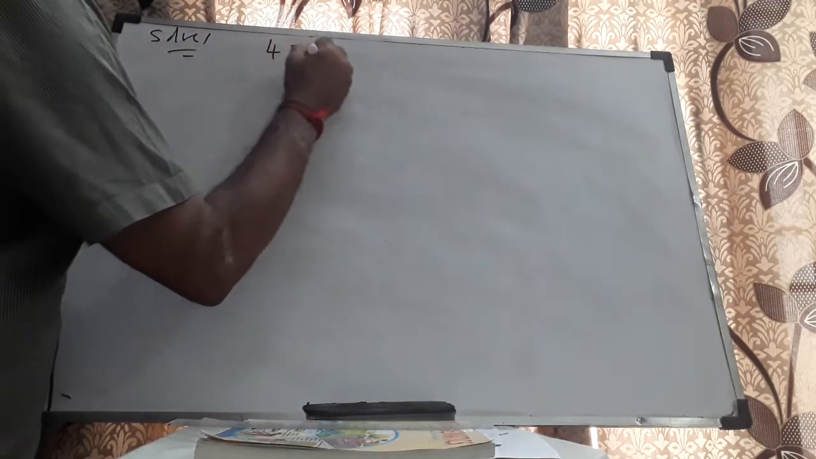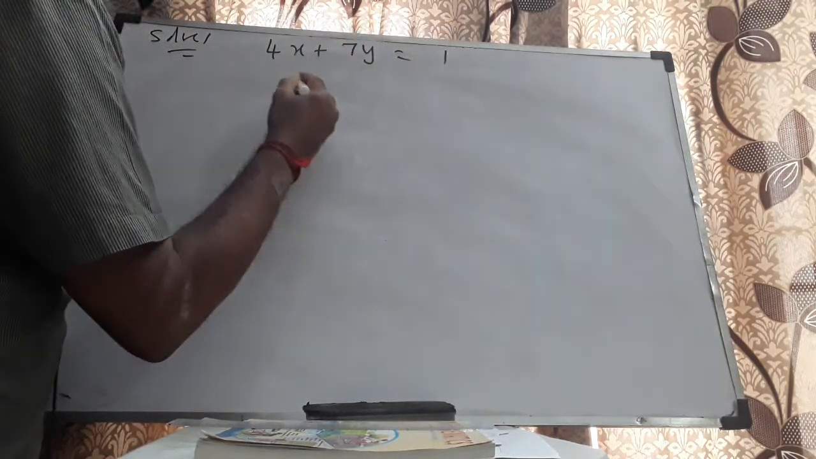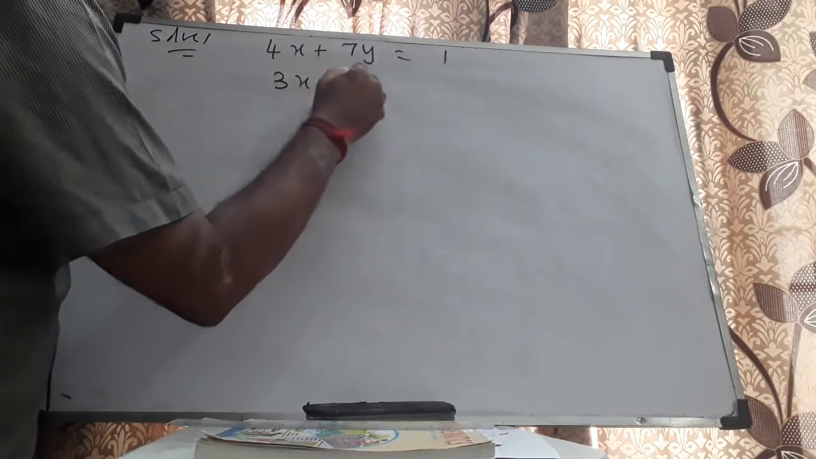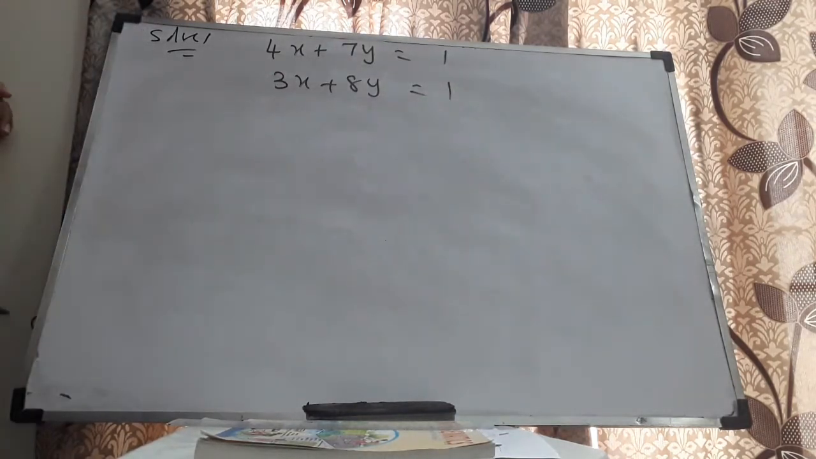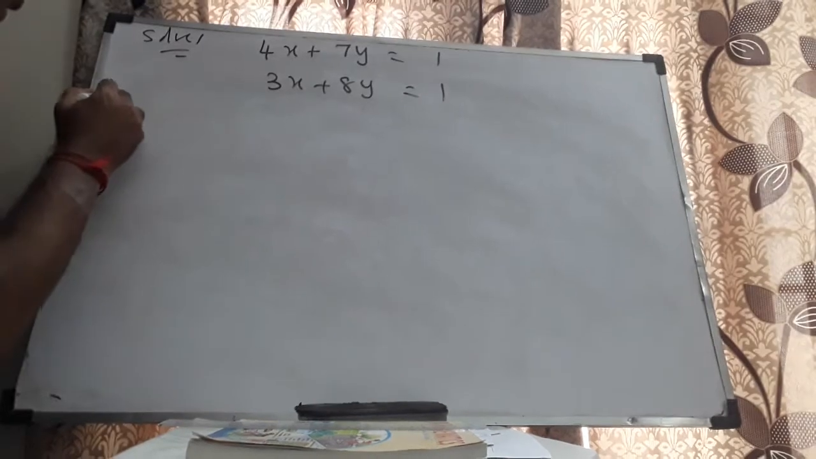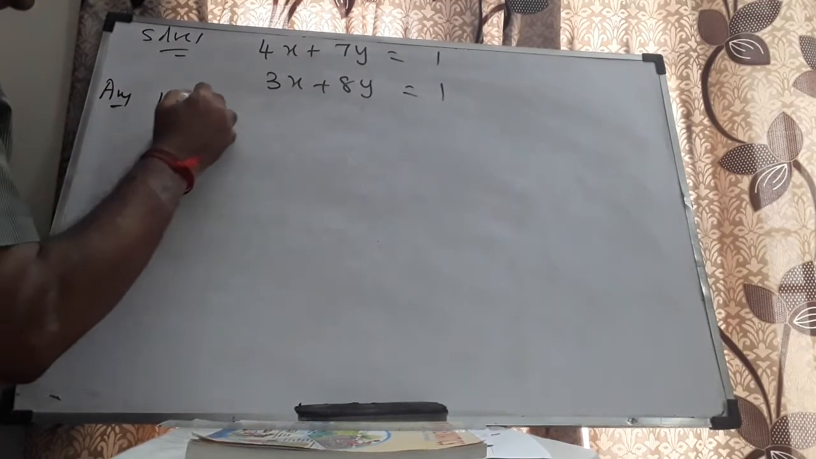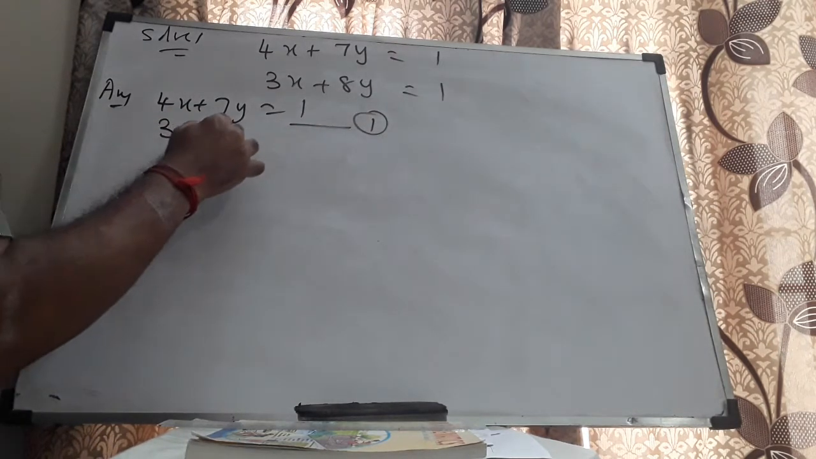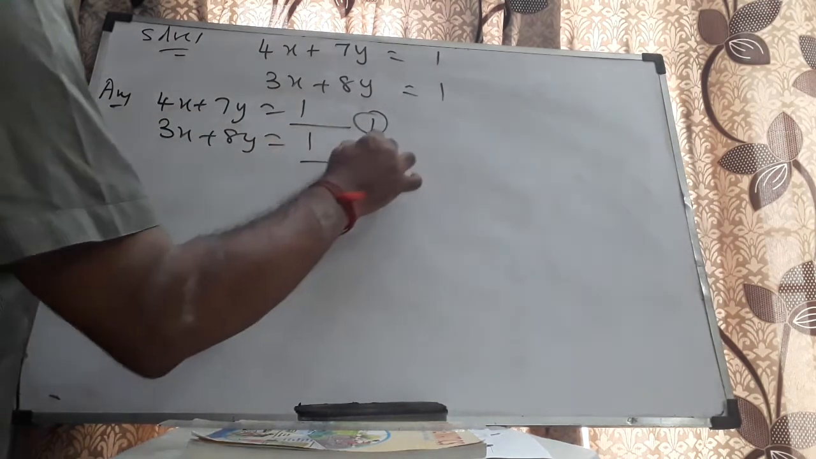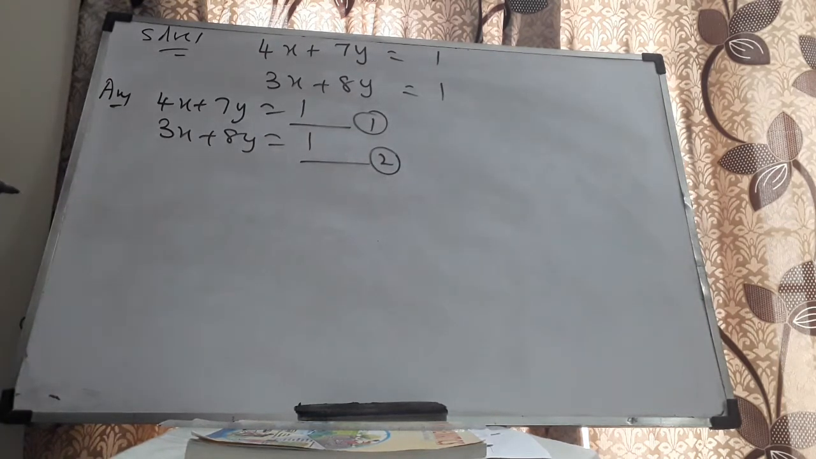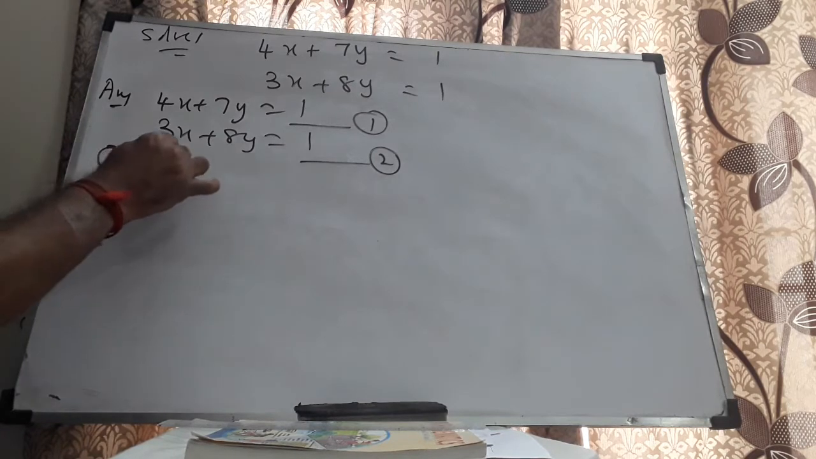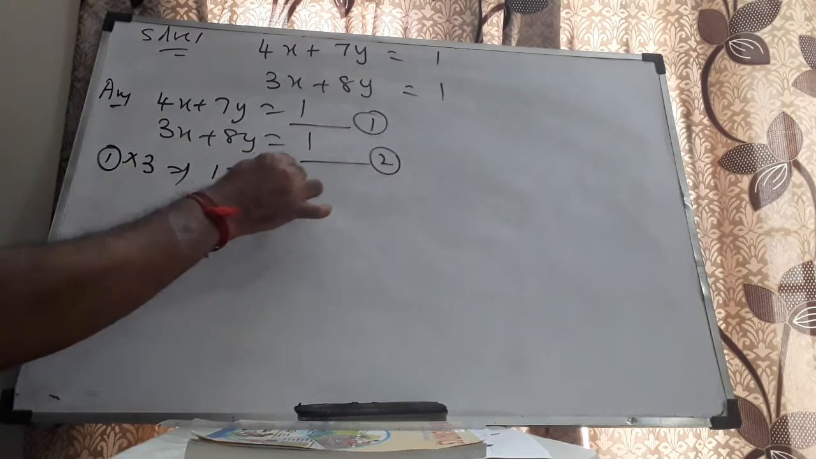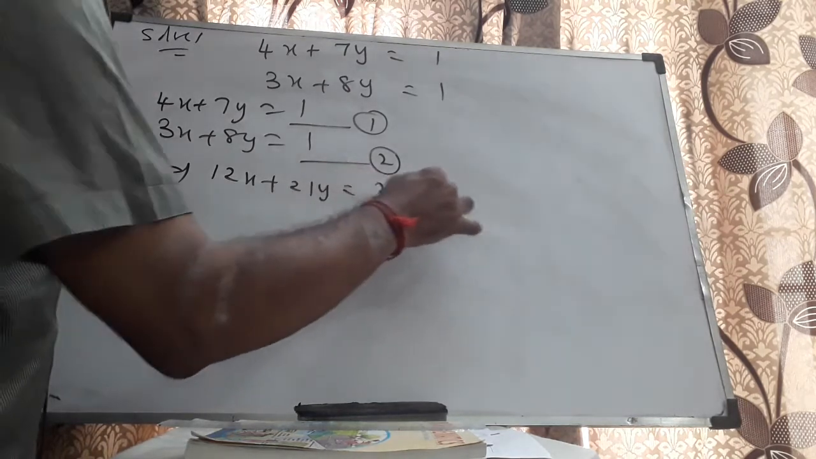Okay, solve: 4x plus 7y is equal to 1, then 3x plus 8y is equal to 1. Let us see what happens. Answer: 4x plus 7y is equal to 1, equation 1. Then 3x plus 8y is equal to 1, this is equation 2. Equation 1 into 3 gives 12x plus 21y is equal to 3, equation 3.